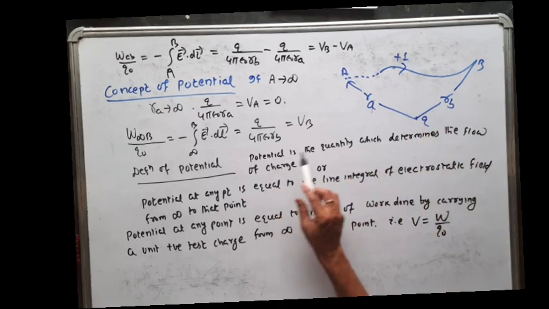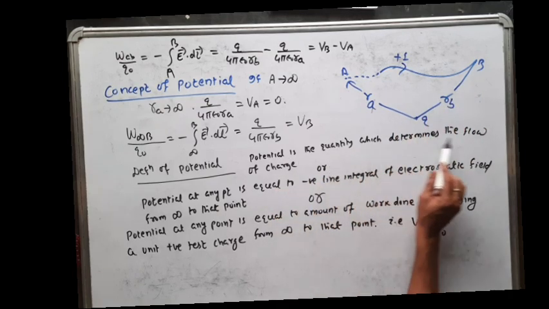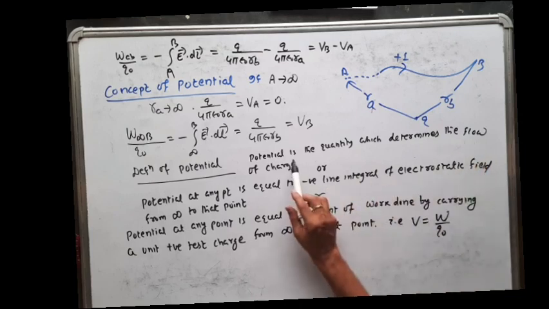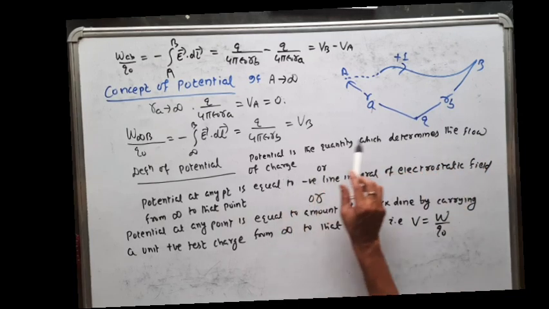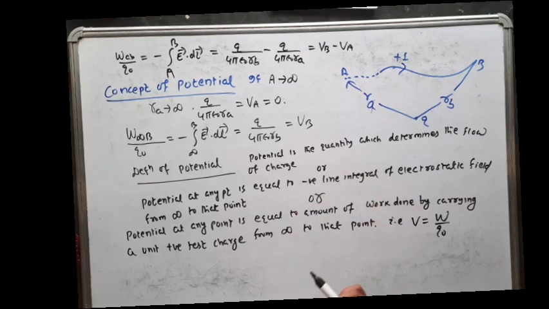Or we can say, if there is a potential, then charge can flow. So potential is the quantity which determines the flow of charge. Without potential, the charge cannot move. So that is the first definition.